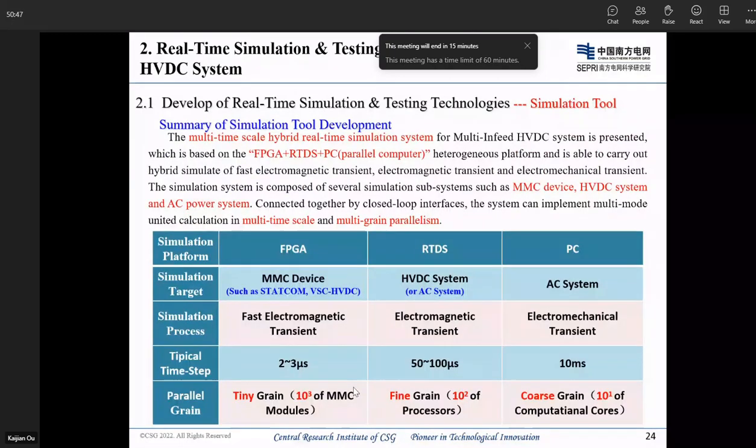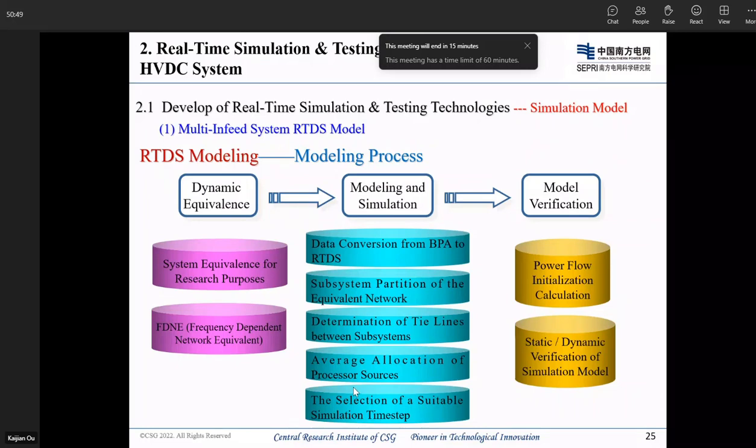And also another is the simulation model. Before, I introduced the simulation tool, and then I will introduce the simulation model of real-time simulation. For real-time simulation, we can use the RTDS model. How to set up the RTDS model? We have the RTDS model process here.